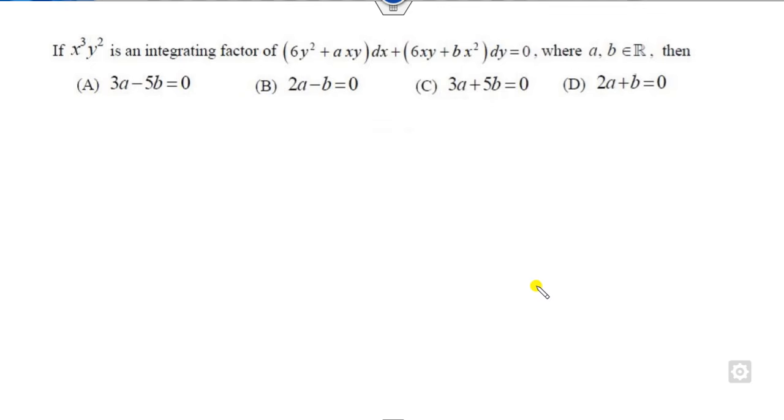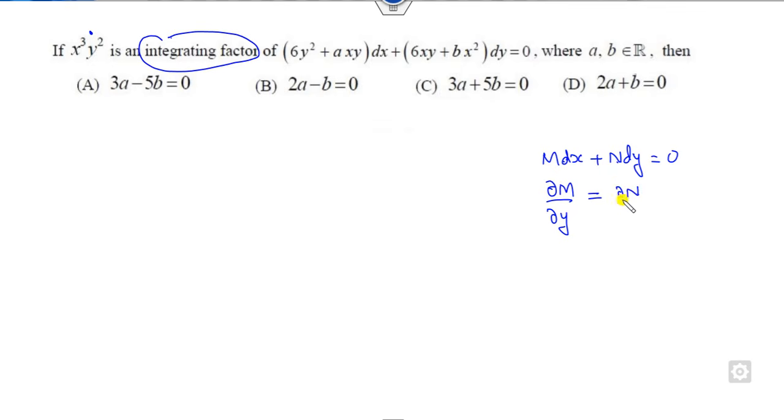First of all, if you read this statement very carefully, what is the meaning of the integrating factor? The meaning of integrating factor is that when you multiply this equation with it, the equation becomes exact. What is the meaning of exact? The partial derivative of M with respect to y and the partial derivative of N with respect to x are the same. So if you multiply this here and this here, we need to find the relation between a and b.